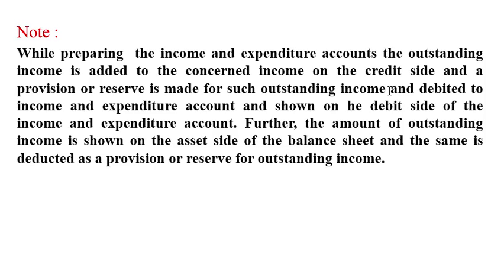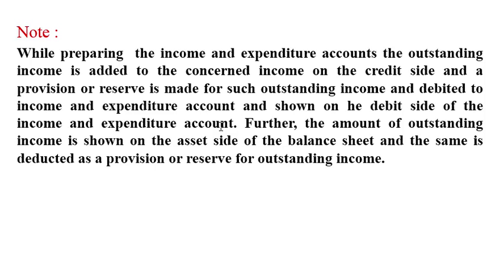Usually outstanding income is shown on the asset side of the balance sheet, and you have to write outstanding income 4,000 less reserve 4,000, so the difference is nothing but nil. So this is one thing you have to remember while preparing professional accounts. Other things are the same as we do in the accounts, all the expenses and expenditure.